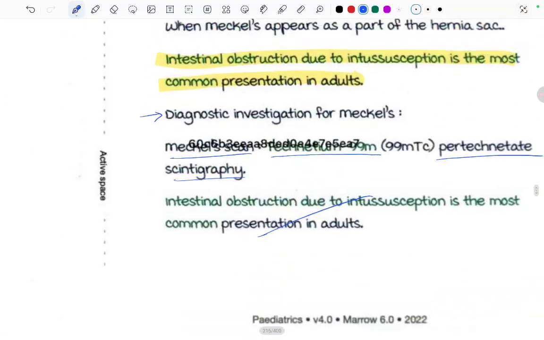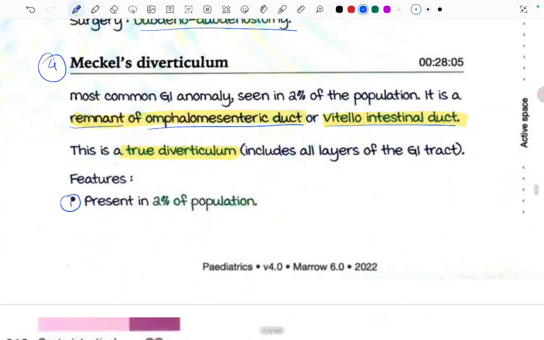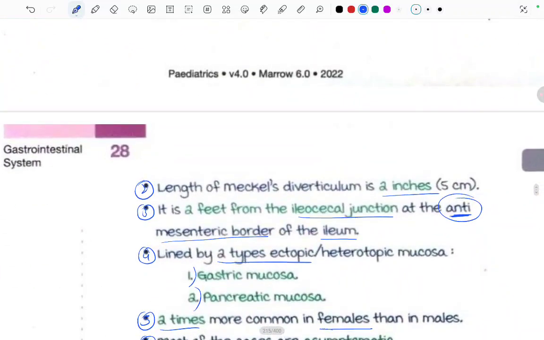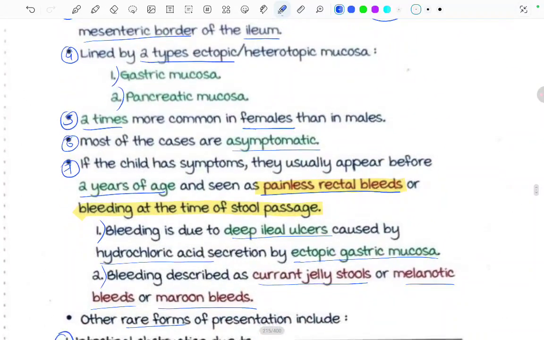Now, what we read in Meckel's was there is a rule of two. It is a remnant of the omphalomesenteric duct or the vitelline duct, is a true diverticulum, and there is a rule of two: it is present in 2% of the population, 2 inches long, 2 feet from the ileocecal junction, two types of mucosa, the gastric mucosa and the pancreatic mucosa, two times more common in females, asymptomatic, and if it has to be symptomatic, then it is symptomatic within 2 years of age, and it is seen as painless rectal bleeds or bleeding at the time of stool passage.